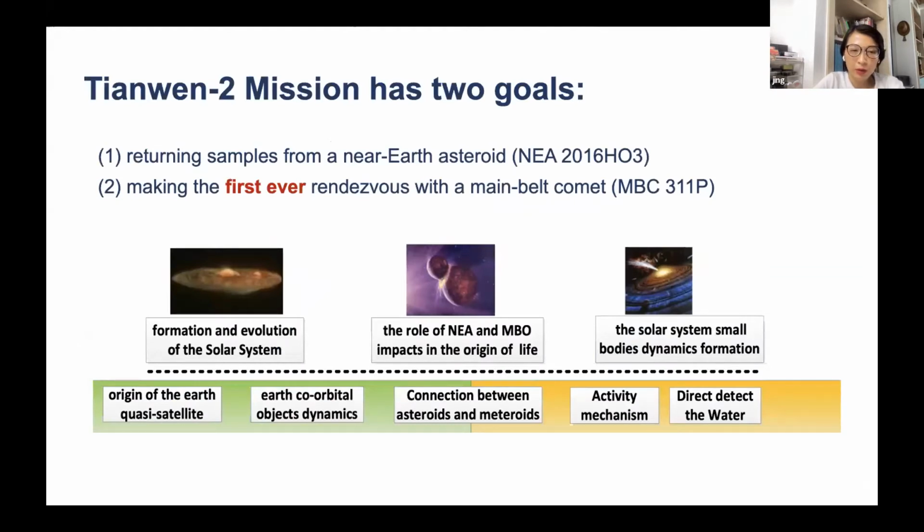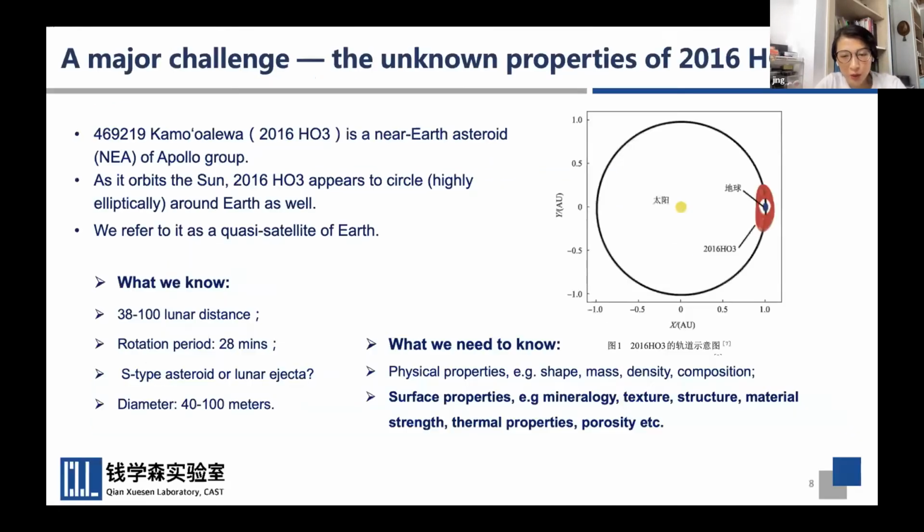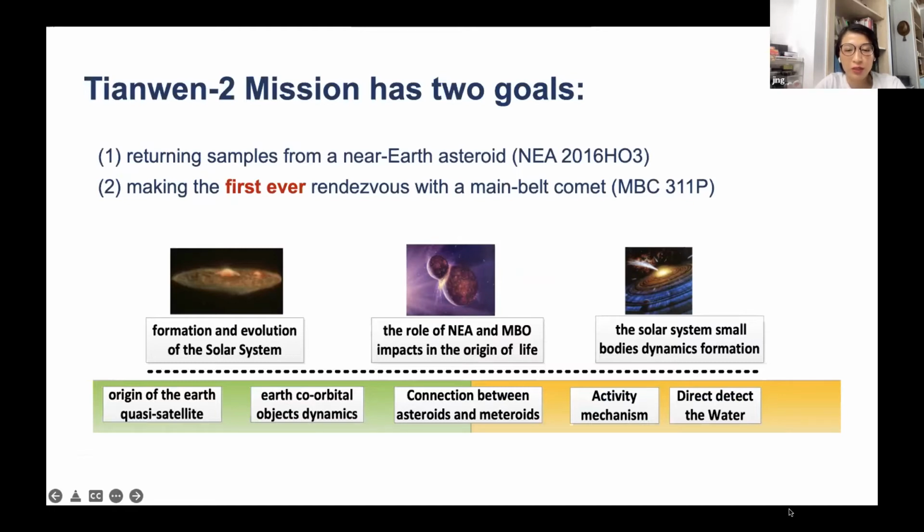By returning a sample and making the first rendezvous with a main belt comet, this mission aims to explore the formation, evolution, and secret information of the solar system, and to review the role of NEA and main belt comet impact in the origin of life and the solar system, small body dynamics, formation, and so on. All these science information about our solar system. Of course, from the technical side, we have a lot of new technology validation and demonstration during the mission.